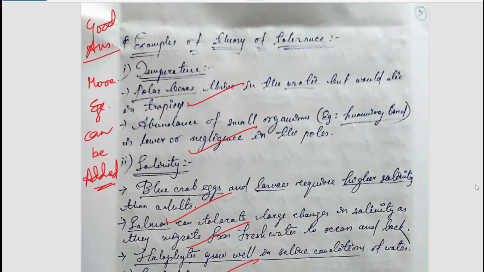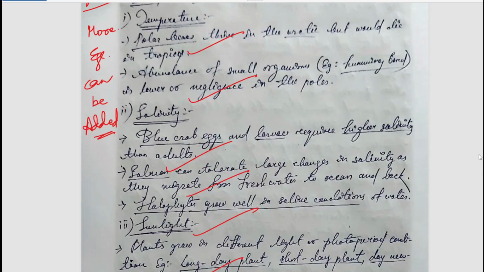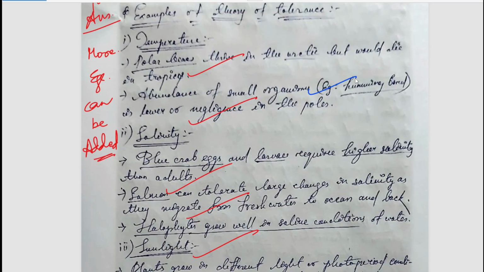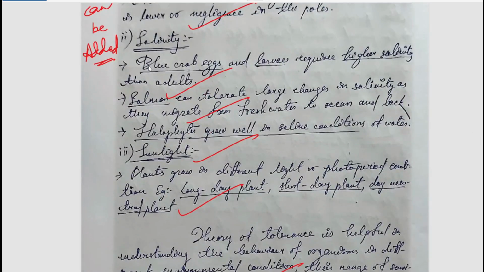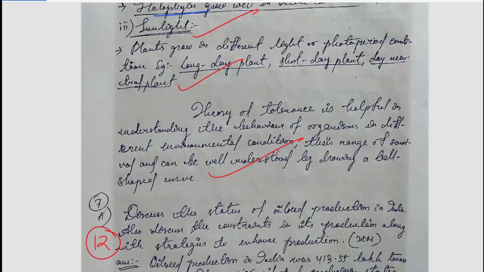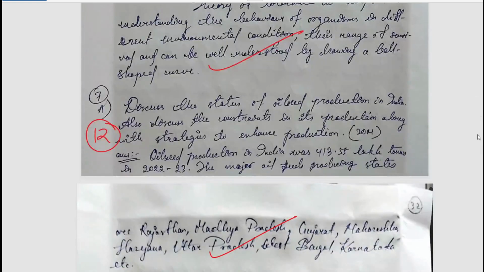Examples have been mentioned, such as the hummingbird and how it is not tolerant to temperature, blue crab eggs, and halophytes. So all these things have been mentioned, well done, 10 points. Now let's move to the next question.